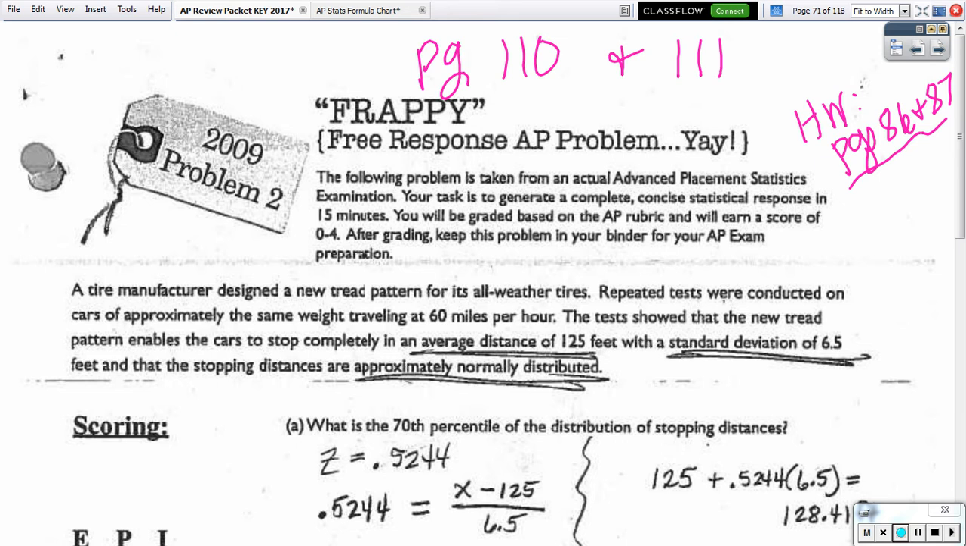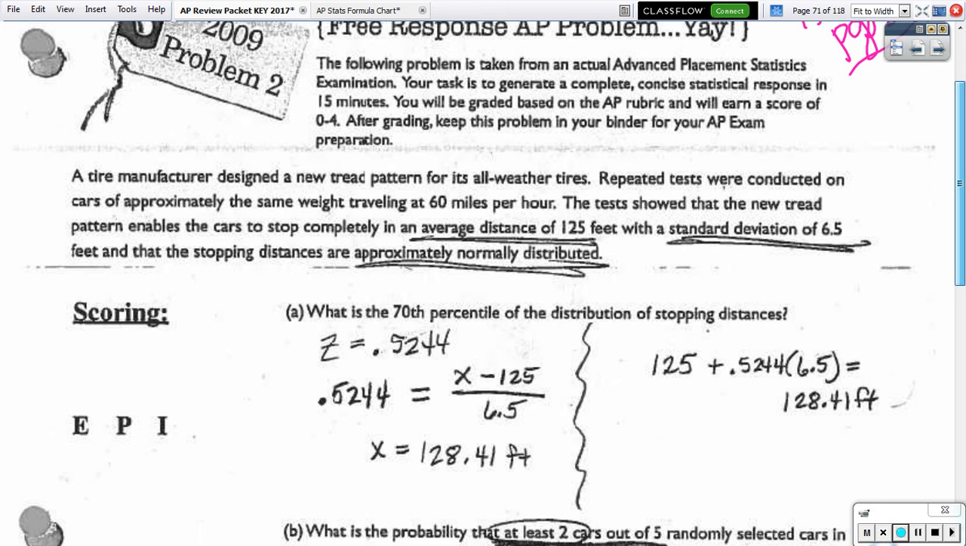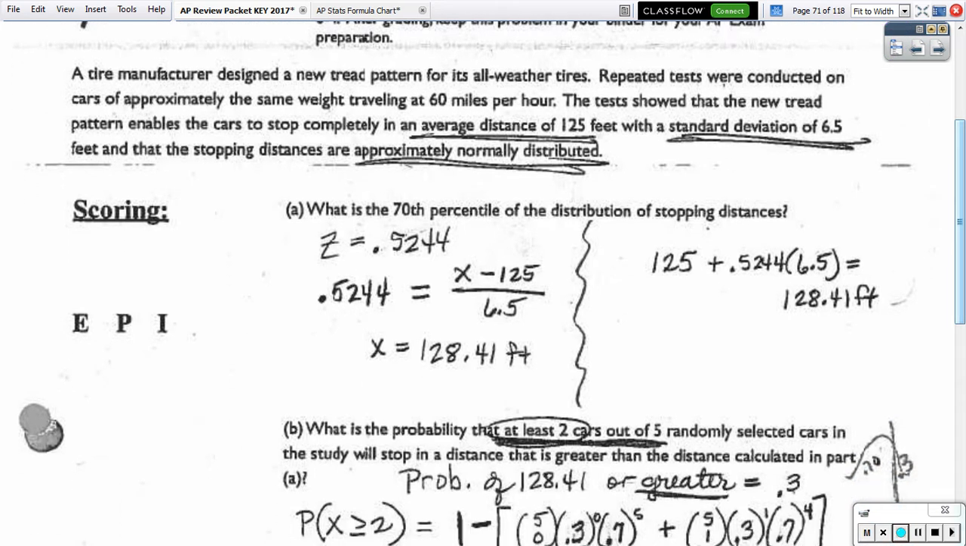This was the problem where we've got cars traveling an average of 125. Okay, so we know that that's our mean for the population of all of these cars. We know that the stopping distances are approximately normally distributed. The standard deviation is 6.5. So first question is, what is the 70th percentile for stopping distances?